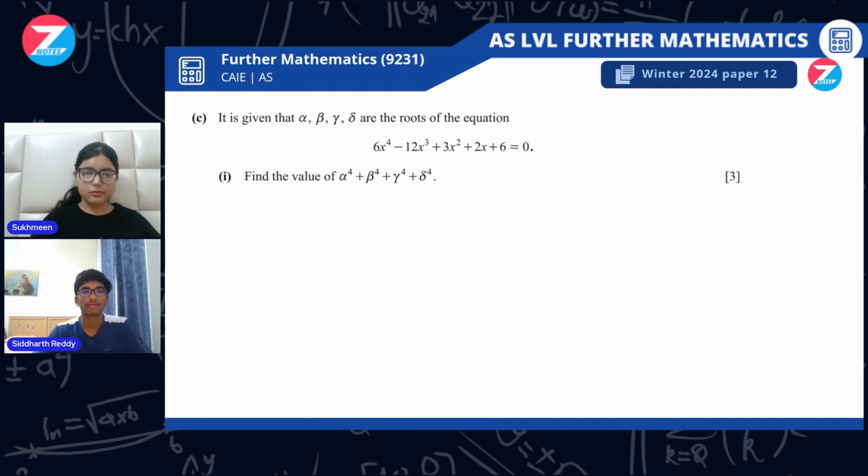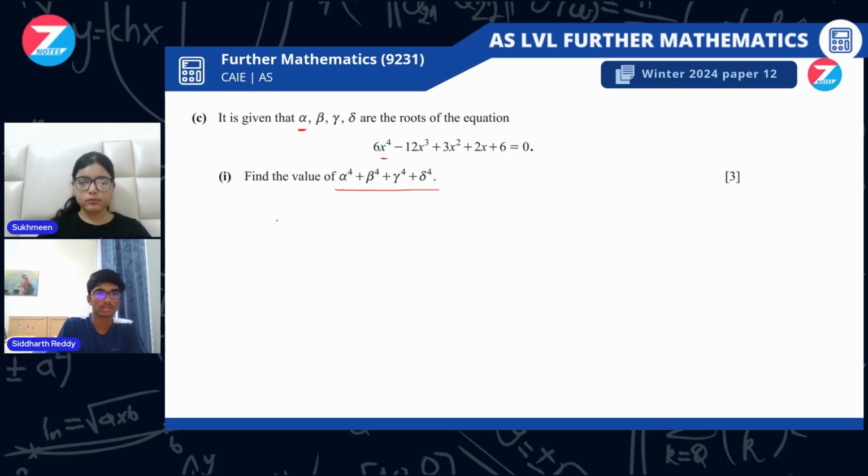It is given that alpha, beta, gamma, delta are the roots of the equation 6x to the power 4 minus 12x cubed plus 3x squared plus 2x plus 6 is equal to 0. Find the value of the sum of the powers to 4. So we can do this thing. Since each of these are the roots of this equation, it is perfectly valid to substitute it like this. So 6 alpha to the power 4 minus 12 alpha cubed plus 3 alpha squared plus 2 alpha plus 6 is equal to 0.